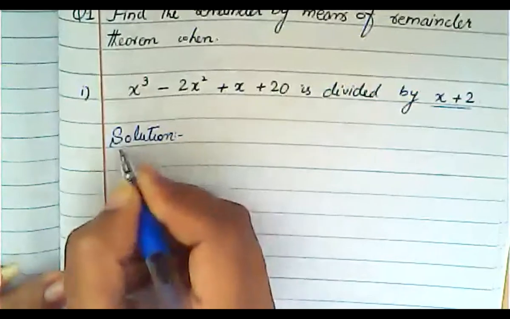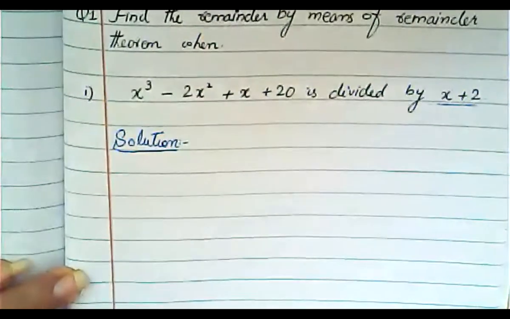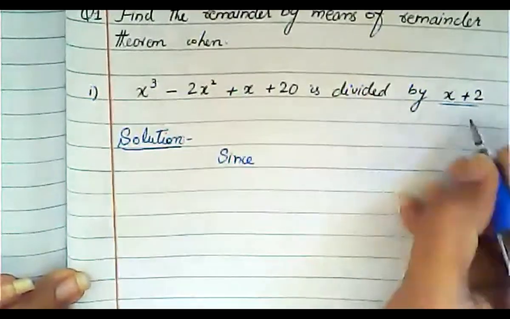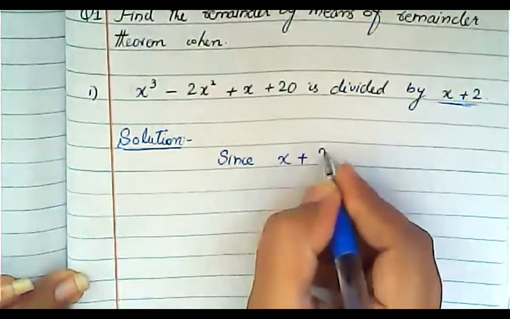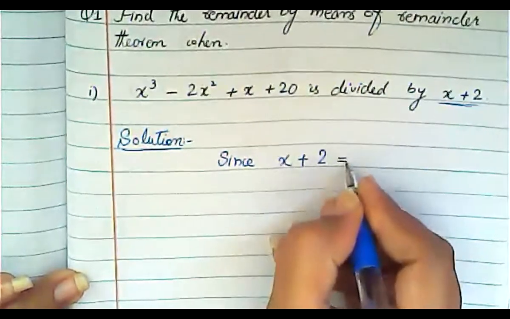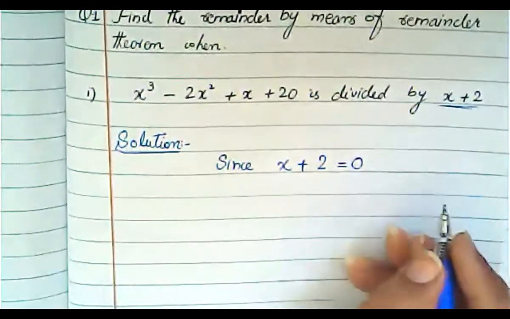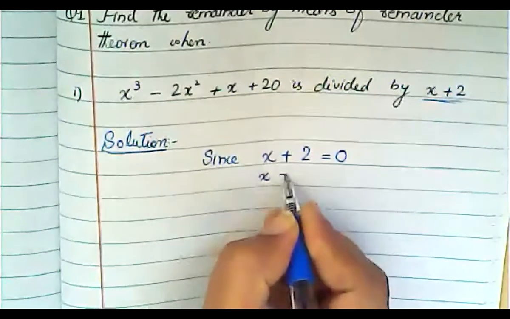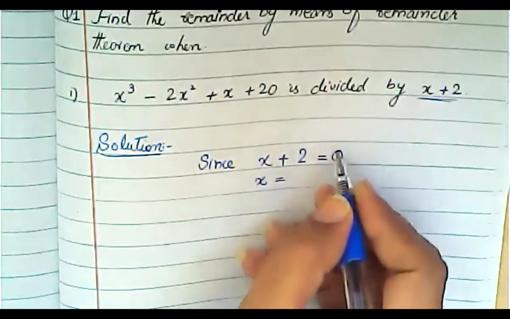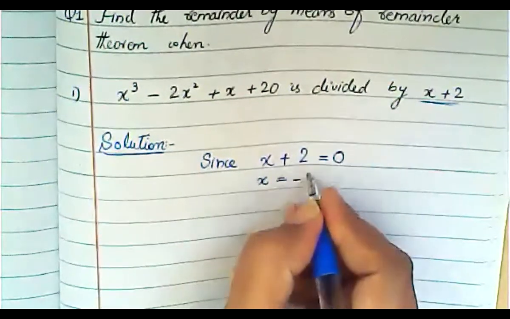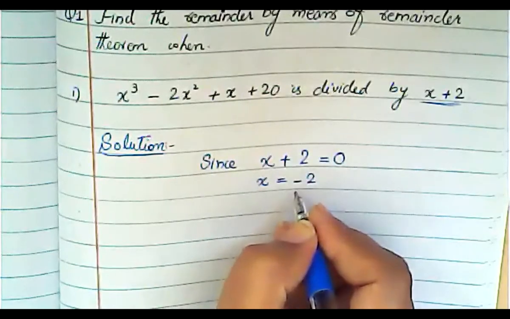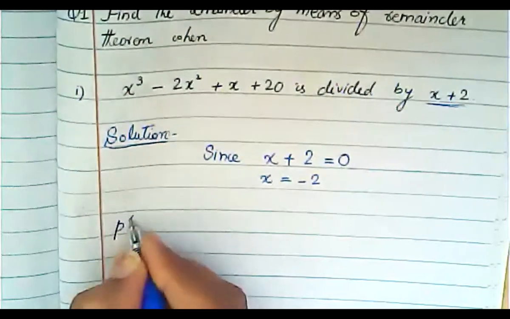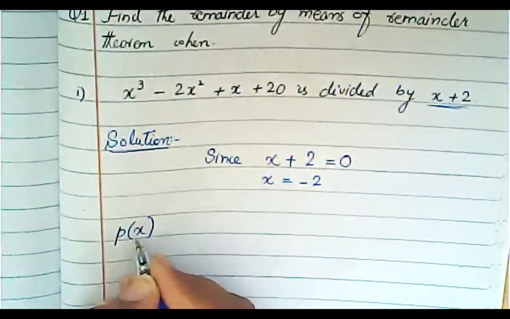So what you will do, what you have given here, you will write here: since x plus 2 is given to you, obviously it will be equal to 0. So from here you will find out the value of x. x is equal to, here you have plus 2, so when you are shifting towards the right side, it will become minus 2. Now your x is equal to minus 2 and this expression is a polynomial in the variable x.